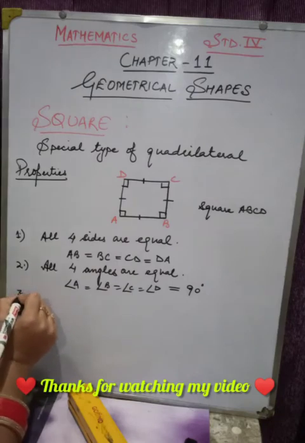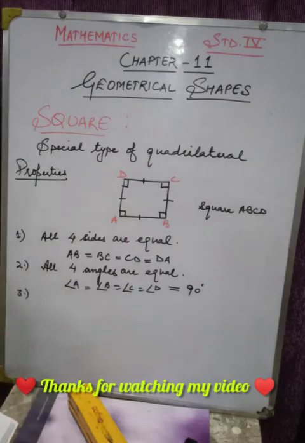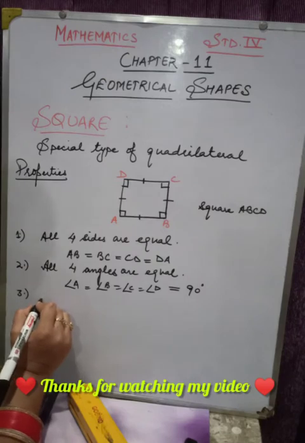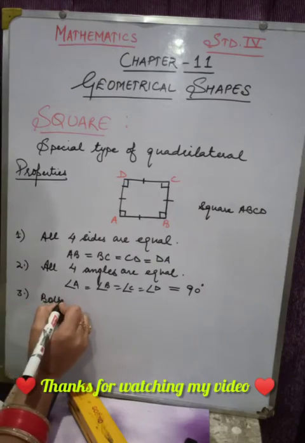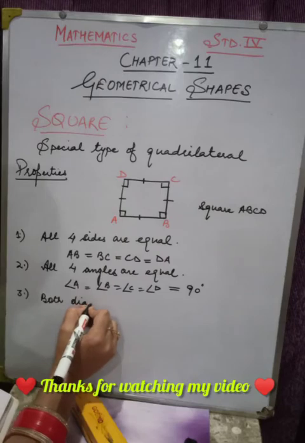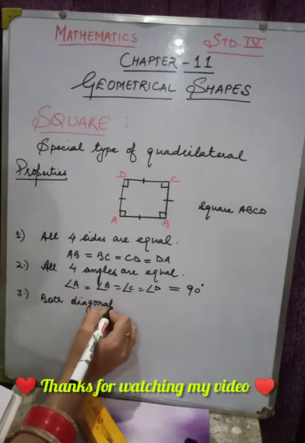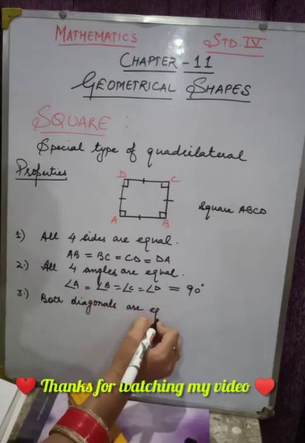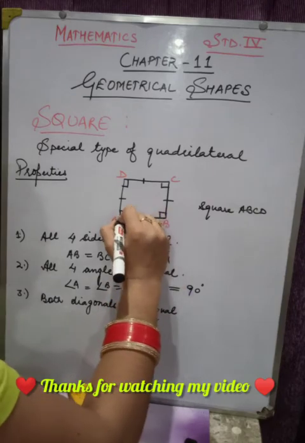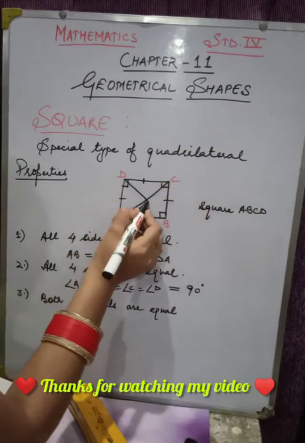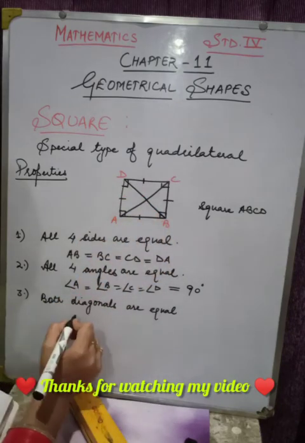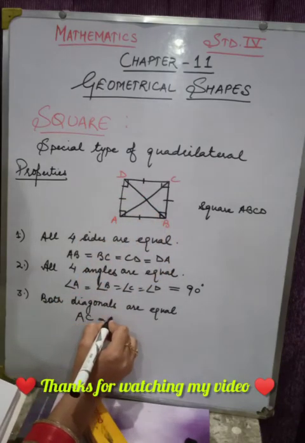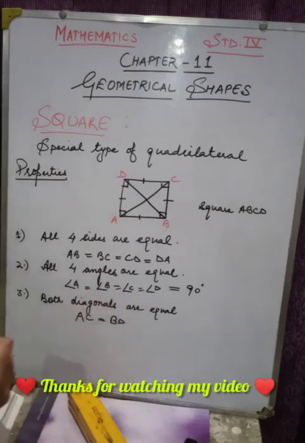Third property is both diagonals are equal. There are two diagonals, so both are equal. Which are the two diagonals? AC and BD. AC equals BD. So these two diagonals are equal. These are the special properties of a square other than those of a quadrilateral.